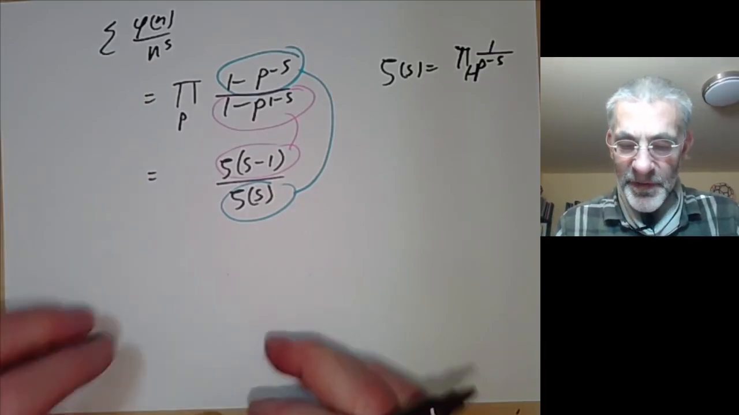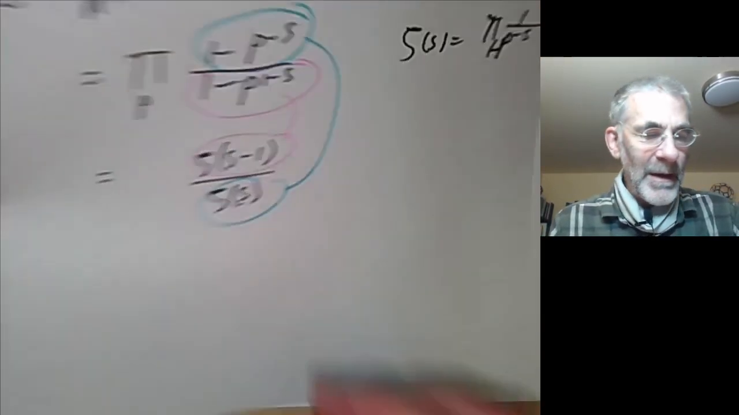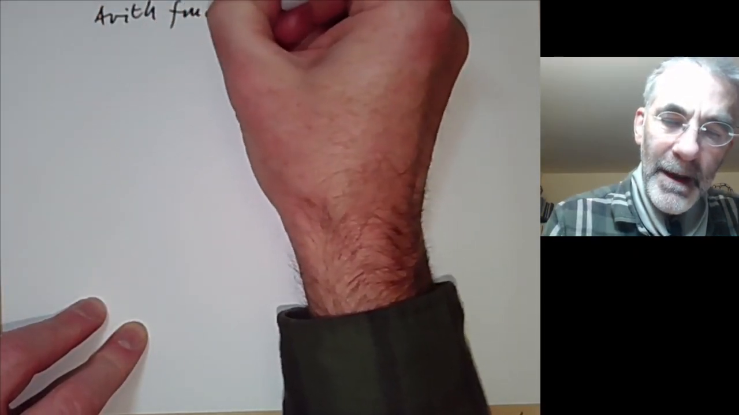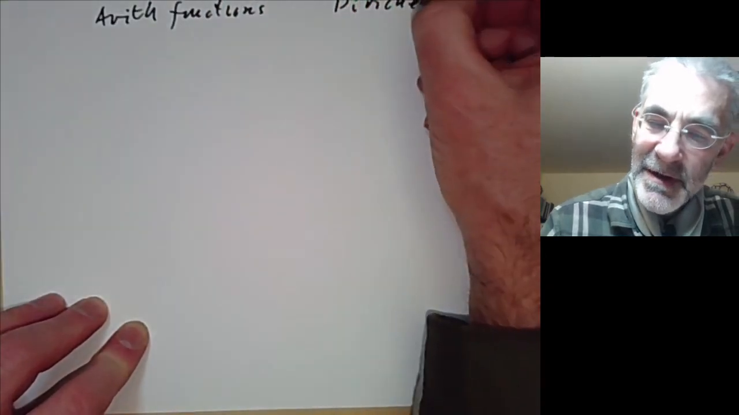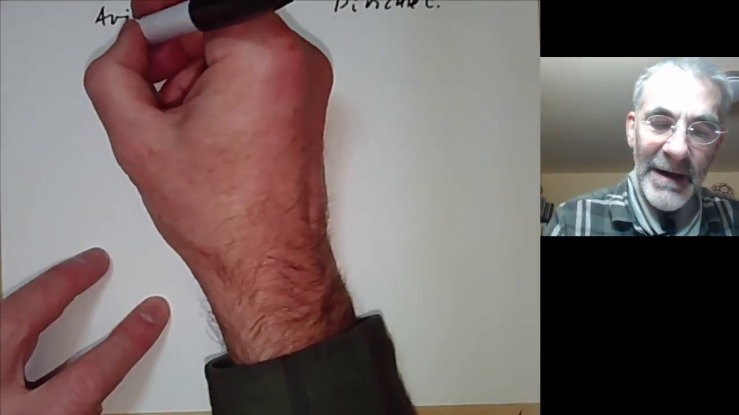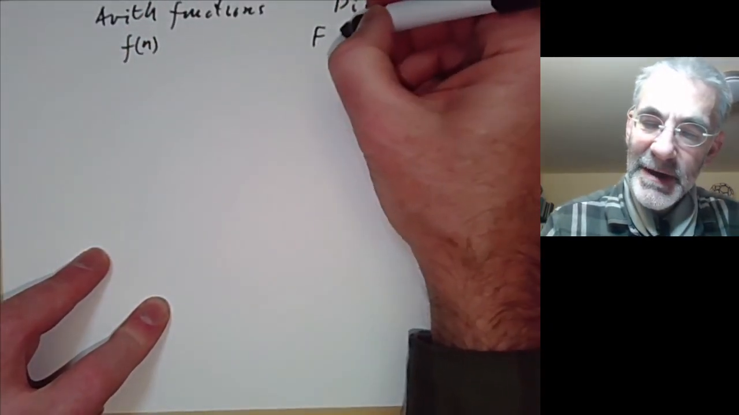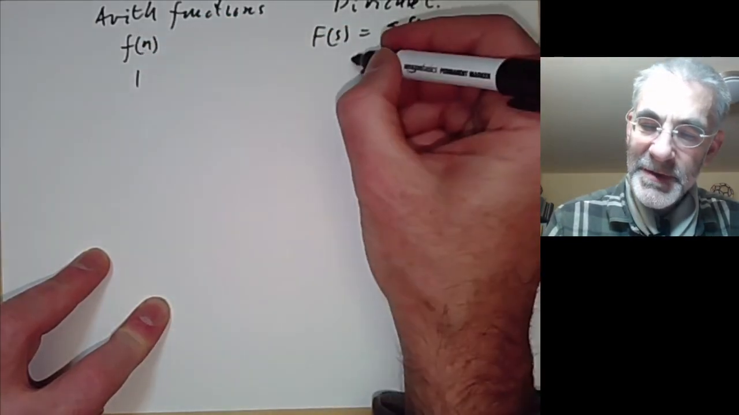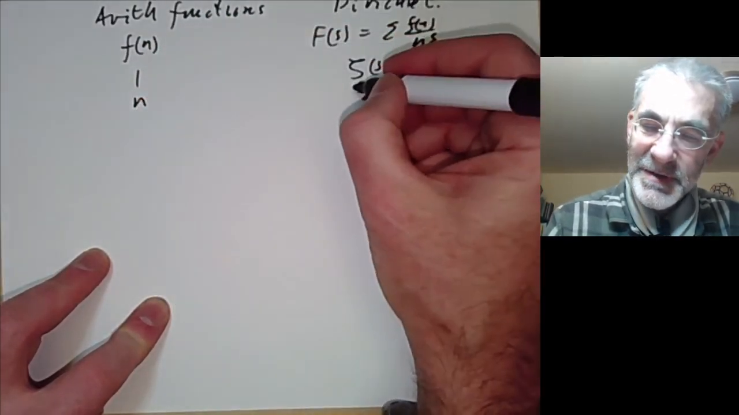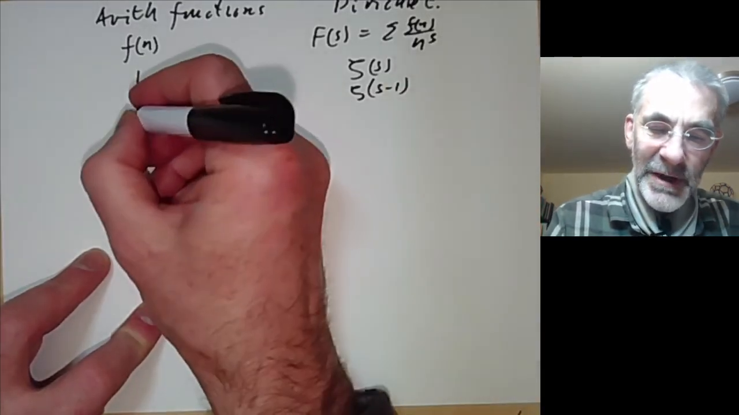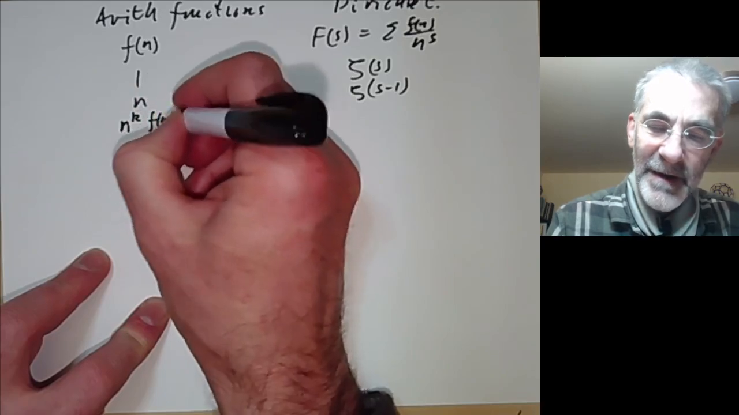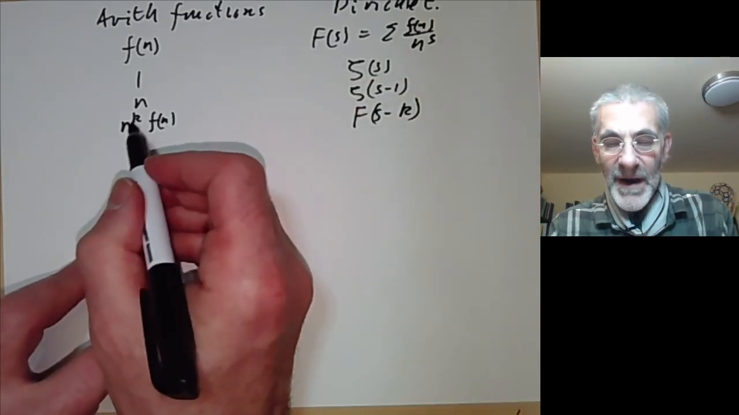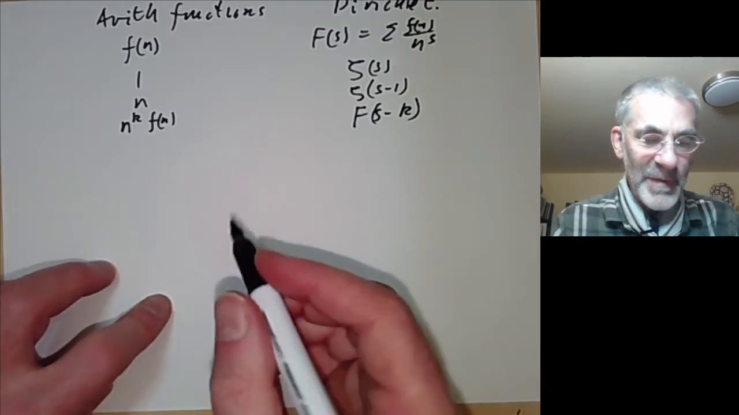Now you see there's actually a sort of dictionary between arithmetic functions and Dirichlet series. So let's write out what we've got. If we've got an arithmetic function f of n, it corresponds to a Dirichlet series f of s, which is the sum of f of n over n to the s. And we've seen that 1 corresponds to the zeta function of s, and n corresponds to zeta of s minus 1. And more generally, if we've got n to the k times f of n, this corresponds to the Dirichlet series f of s minus k. So multiplying by a power of n corresponds to shifting the Dirichlet series by a constant.